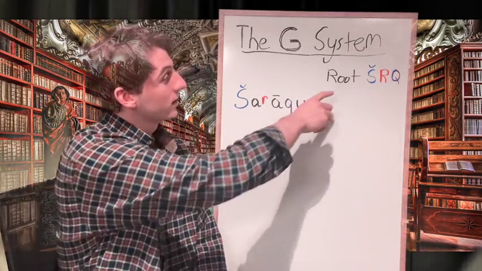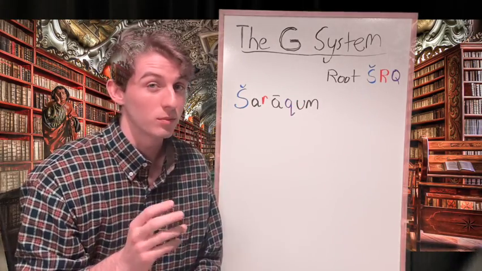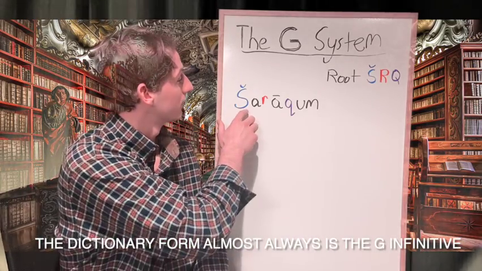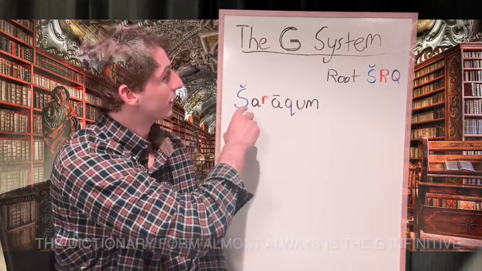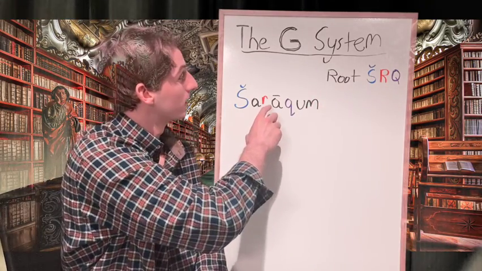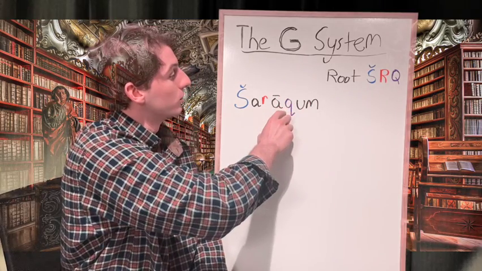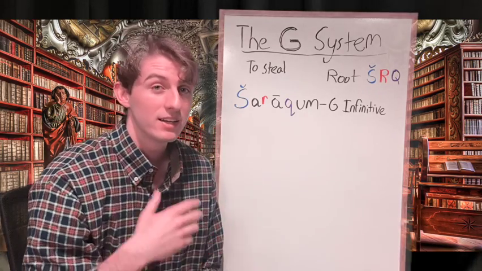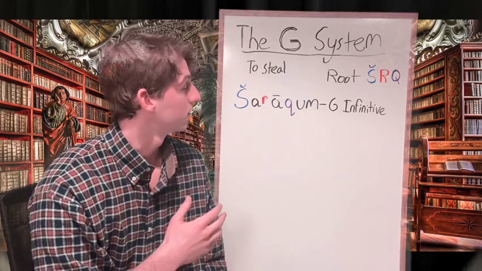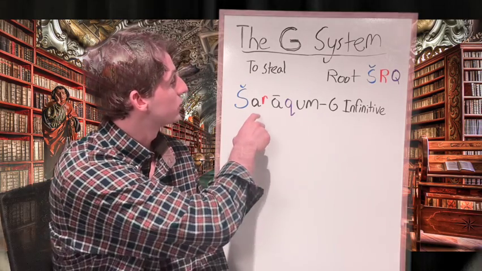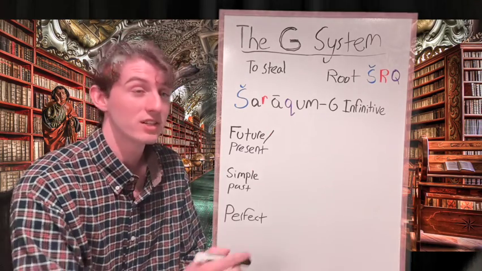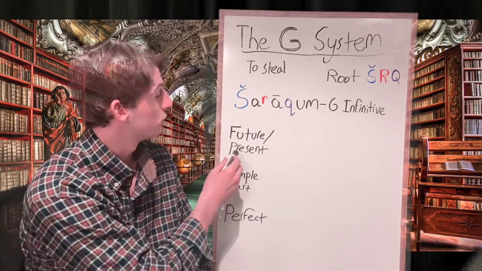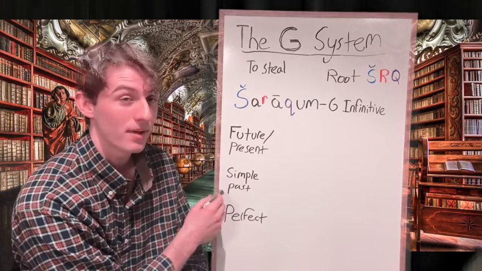And as you can see based off the colors, I've represented where each root letter belongs within this pattern to form the dictionary form or the G infinitive, with the sheen, the first root letter, coming at the beginning, the second root letter, R, coming in the middle, and the third root letter, Q, coming right here. So if we want to change this word, to steal, into a different verb, like, for example, he stole, we would have to change the pattern. In addition to the infinitive, we're going to talk about three other tenses in the G system: the future present, the simple past, and the perfect.